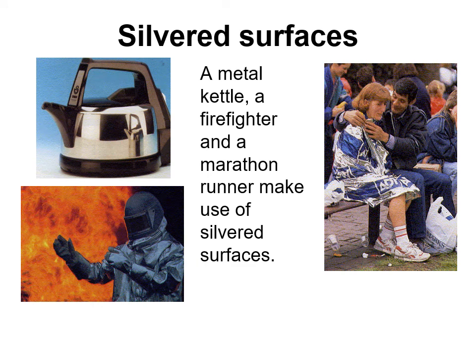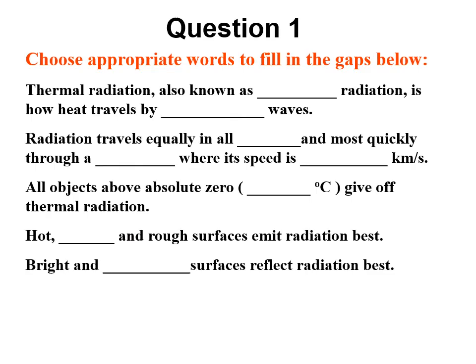And this is the reason, for example, at sporting events, people wear silvered surfaces or silver blankets in order to keep heat in. It's the same reason why metal kettles have a metallic shine to them, and why firefighters and marathon runners use silver surfaces. Because that means that the heat stays within and doesn't radiate out.